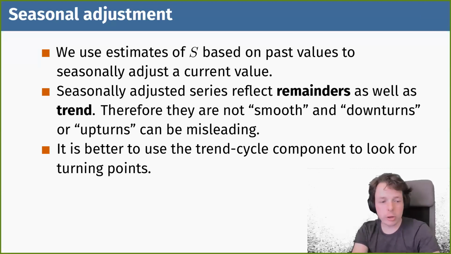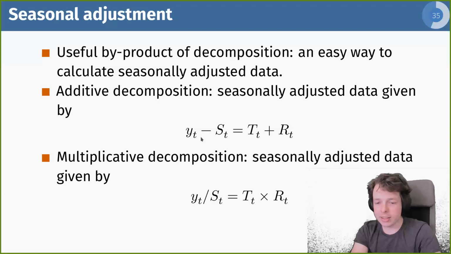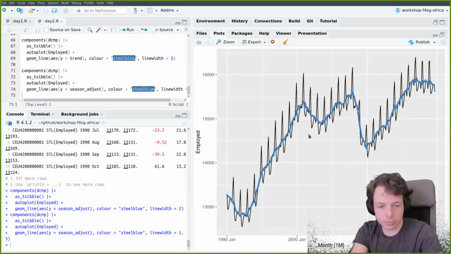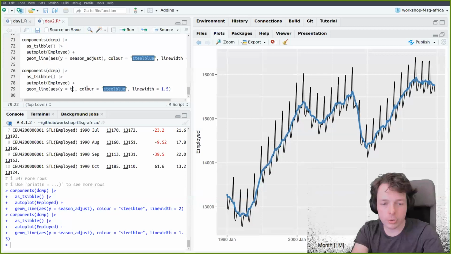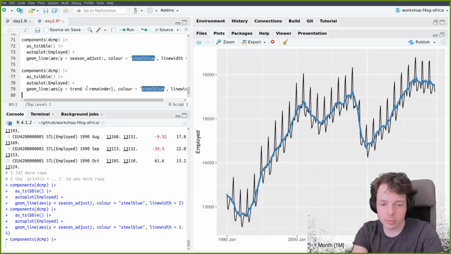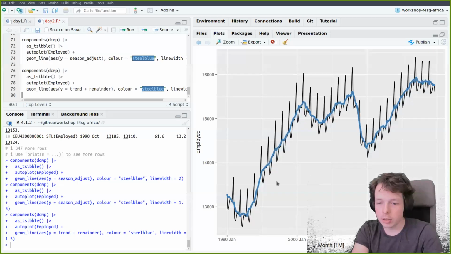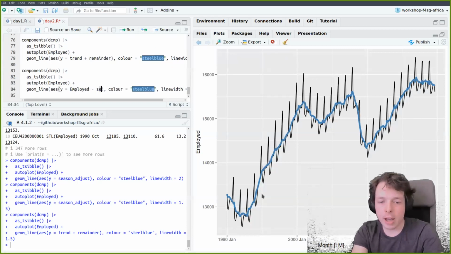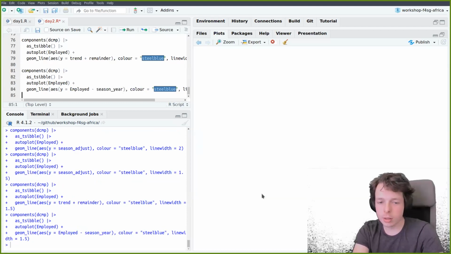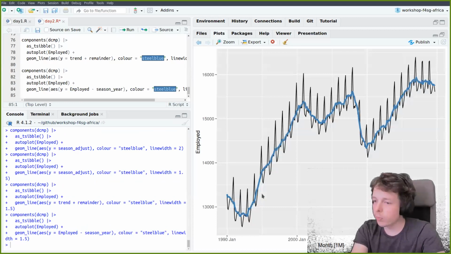Now, we can, of course, calculate this ourselves. Remember, y_t minus S_t, or trend plus remainder, should decompose the data for seasonal adjustment. So let's try that too. If instead of season_adjust, I use trend plus remainder, you'll see I get an identical result. And I can also do employed minus season_year. These are all the same result. So there's three different ways that you can calculate the seasonally adjusted data.